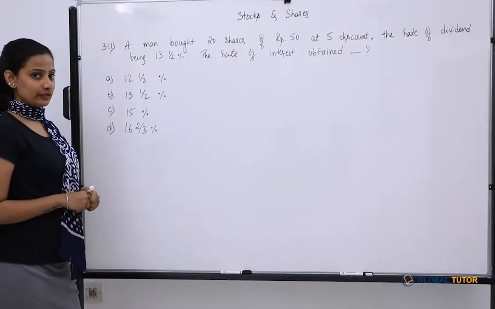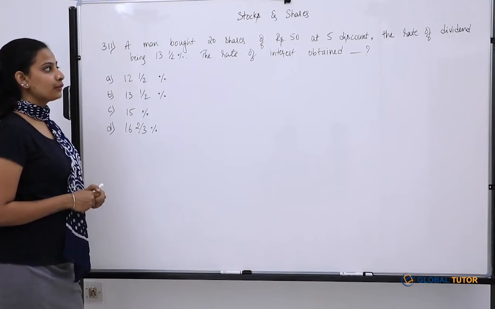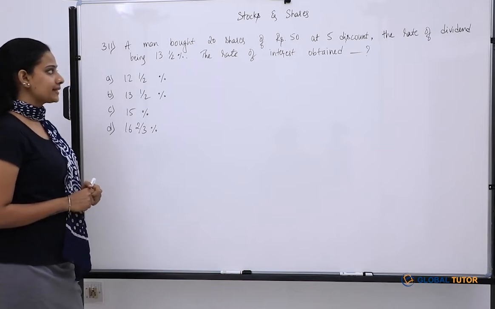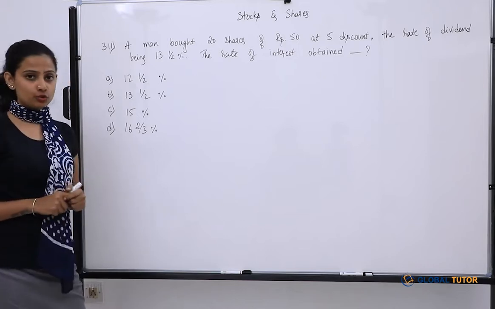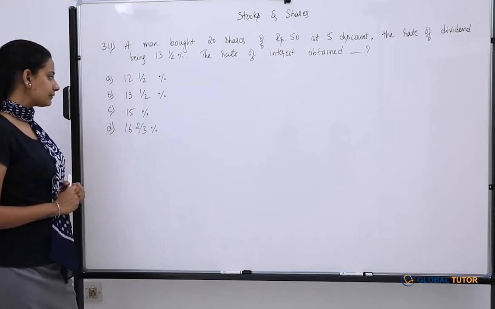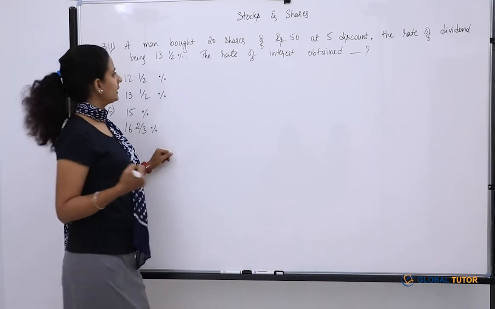Let us start the episode with this question. A man bought 20 shares of rupees 50 at 5 discount. The rate of dividend being 13.5%. The rate of interest obtained is 12.5%, 13.5%, 15%, 16 2 by 3%. Let us write the data first.